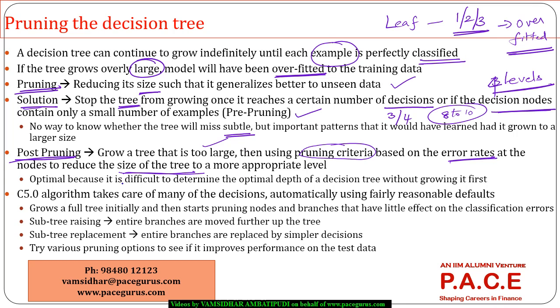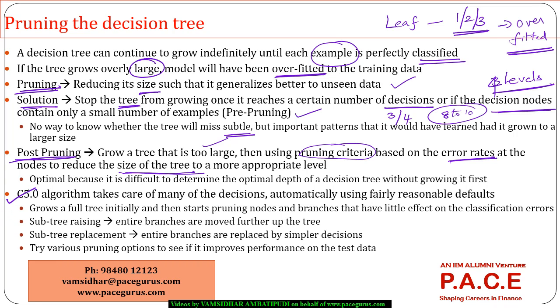So this is much more optimal. Without growing the tree, I cannot know what should be an appropriate depth for the tree. So once it grows to full size, I will also have all the information with me to see where it is appropriate to generalize the tree, where it is appropriate to cut the tree and stop it from further growing. That is in general for a decision tree.